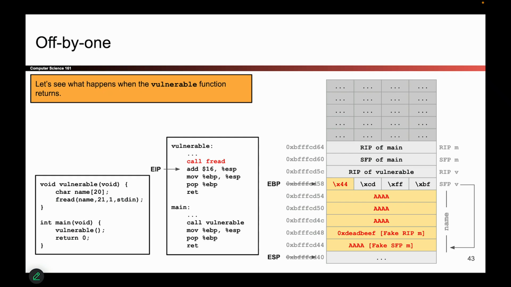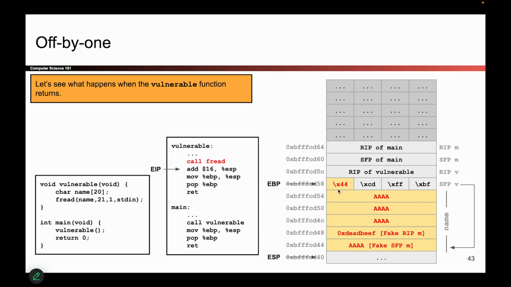Okay, so with this attack all set up, we are now ready to see what happens when vulnerable and main return in order to get this program to execute shellcode. The first key idea that I think is really important that we talked about in the last video to cover the off by one exploit is that the SFP always points at the previous stack frame's SFP. So if you follow this address, you should find the previous stack frame's SFP.